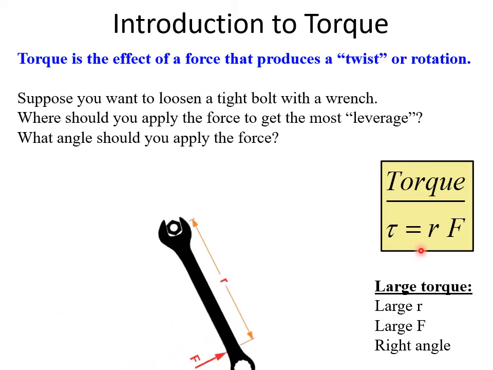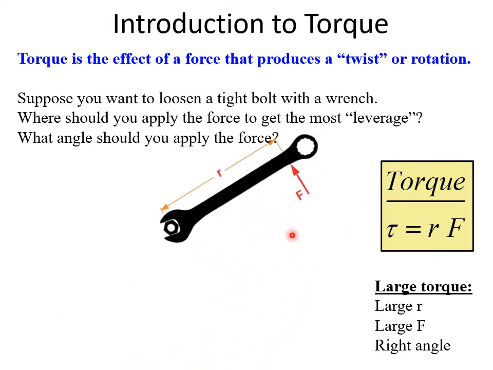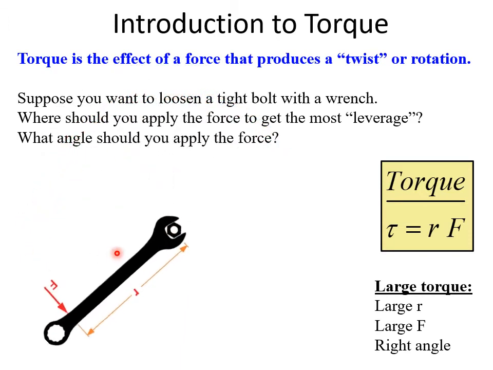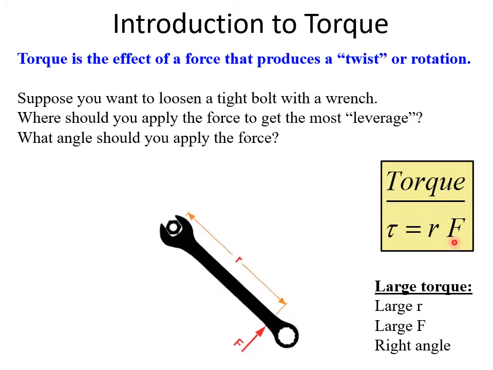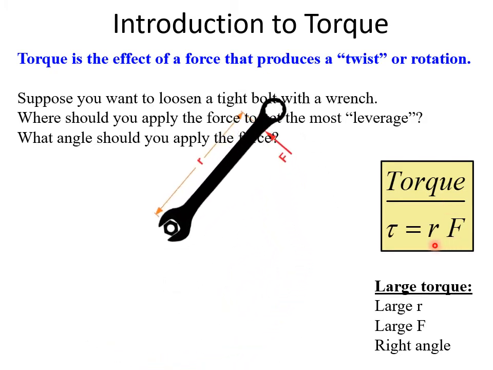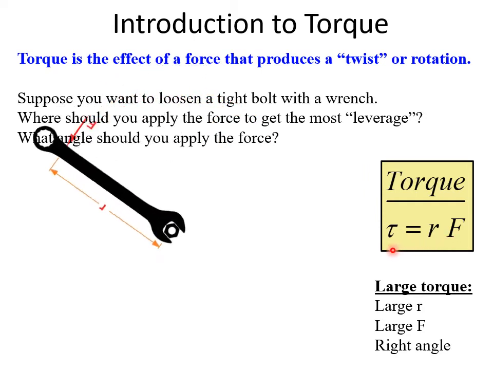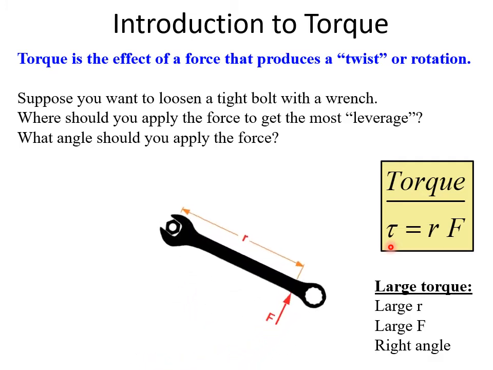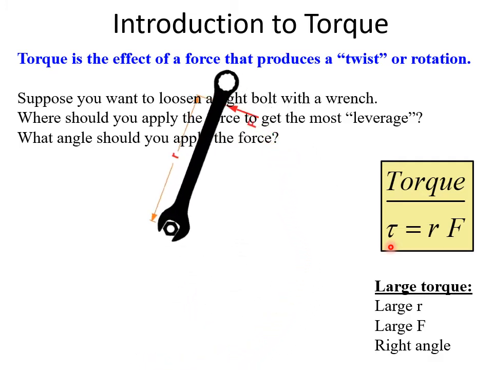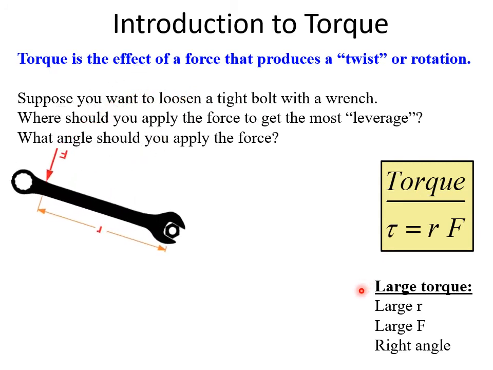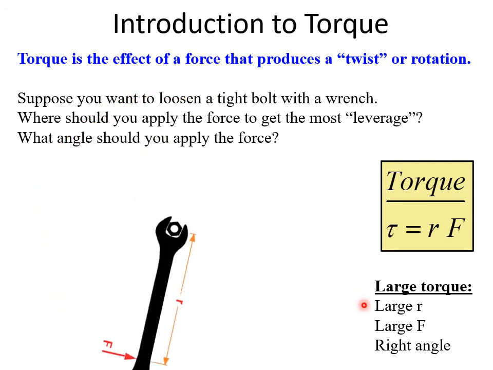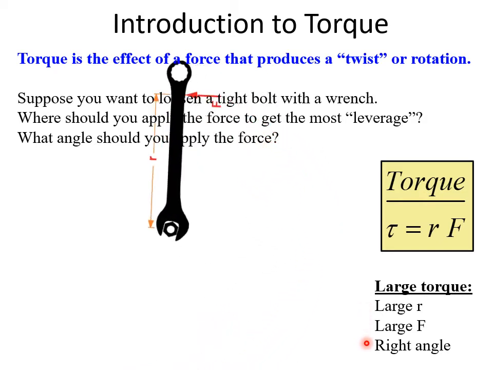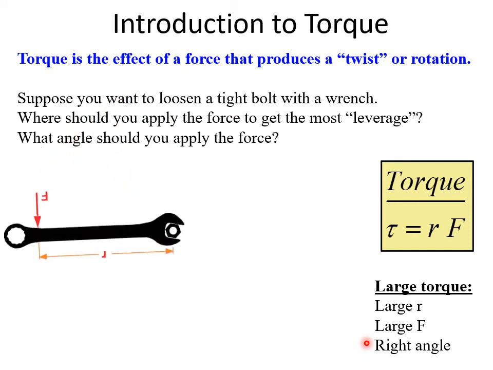Torque is defined as the product of the radius, meaning how far away from the axis of rotation we actually apply the force. That's R. And then, of course, the force itself. So we multiply the radius times the force. The symbol for torque is the Greek letter tau, which is a Greek lowercase t. So we'll be using that for torque. So just to summarize here, to produce a large torque, we want a large radius, we want a large force, and we want the force to be at right angles with the radius of rotation.